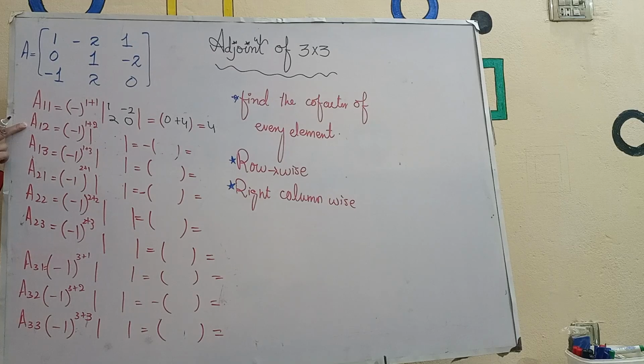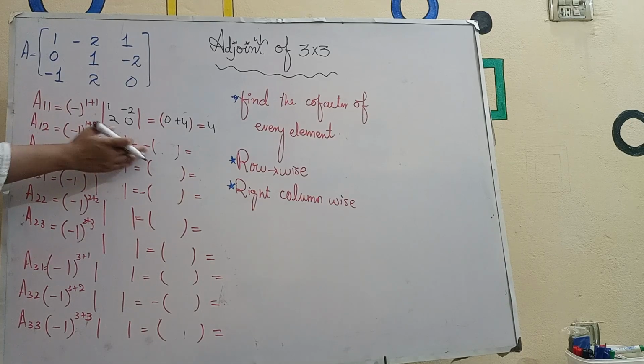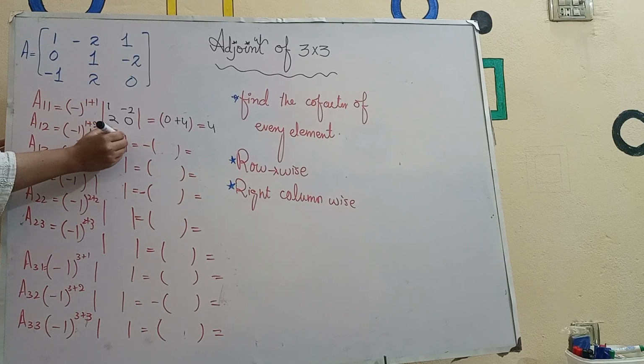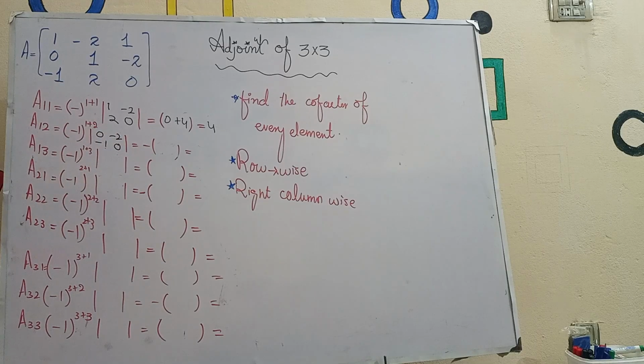For the cofactor of the second element, that is A12, the cofactor of minus 2, we have written the formula minus 1 power 1 plus 2, which is 3. This means we have a minus sign here, and for the remaining elements we remove the first row and the second column. So the elements are 0, minus 2, minus 1 and 0. We have a minus sign here because minus 1 power 1 plus 2 is minus 1 power 3, an odd number, so the sign remains negative.